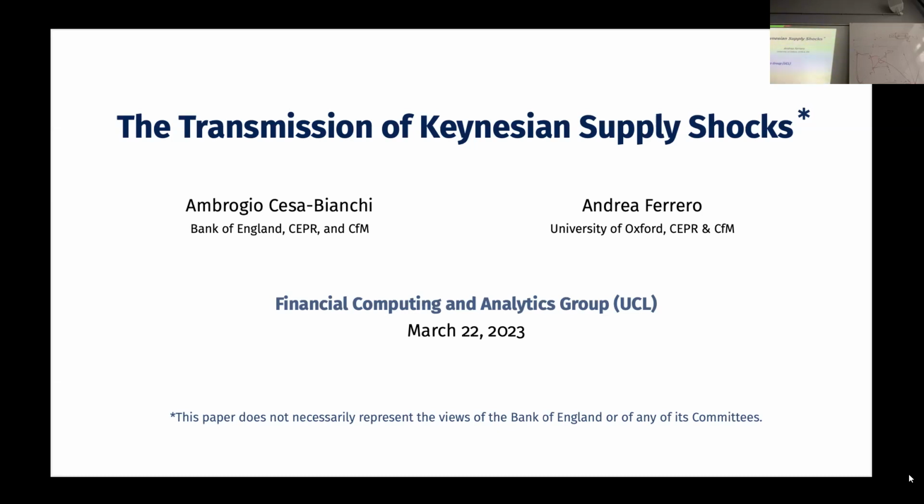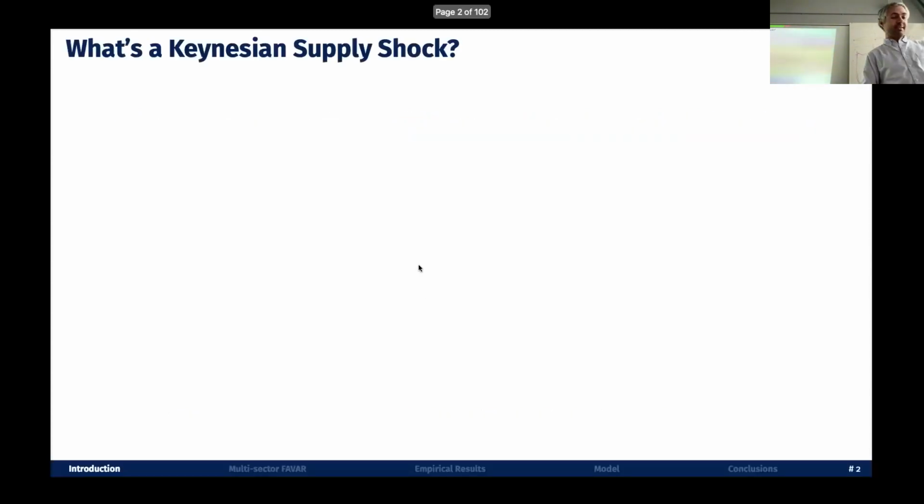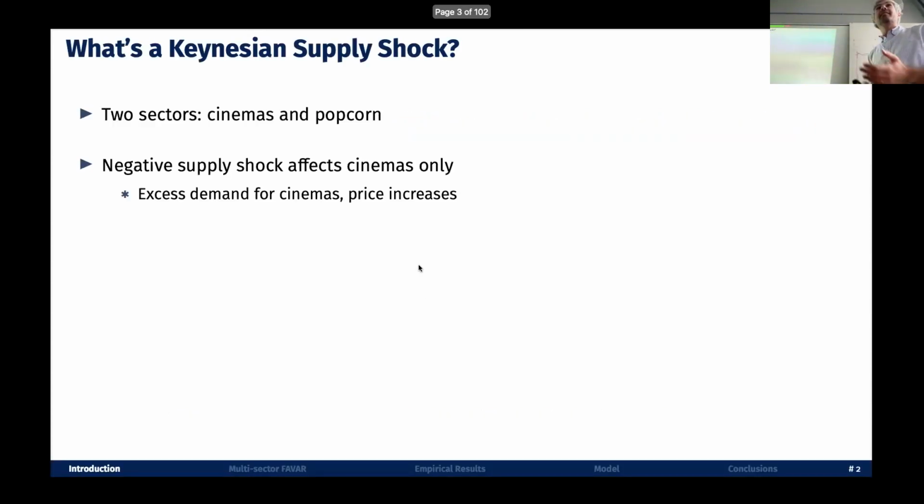All right, given all these disclaimers, this work is joint with Andrea Ferrero, who's at Oxford, and is about the transmission of Keynesian supply shocks. So the first thing I want to do is to tell you what Keynesian supply shocks are. And the way in which I'm going to try and do that is by means of a simple example of an economy that is composed of two different sectors, cinemas and popcorn. And what I want you to think about is a shock to the supply of goods in one of these sectors only. So it's a sector-specific supply shock.